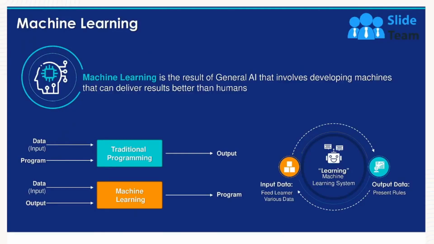We are going to learn how machine learning is used to detect these exoplanets. So, what is machine learning? Machine learning is the result of general AI that involves developing machines that can deliver results better than humans.